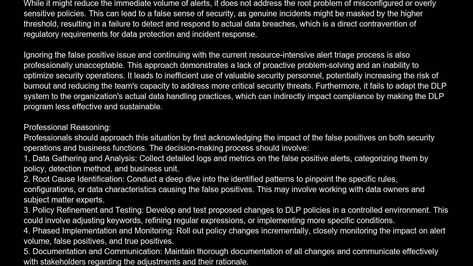3. Policy refinement and testing. Develop and test proposed changes to DLP policies in a controlled environment. This could involve adjusting keywords, refining regular expressions, or implementing more specific conditions. 4. Phased implementation and monitoring. Roll out policy changes incrementally, closely monitoring the impact on alert volume, false positives, and true positives. 5. Documentation and communication. Maintain thorough documentation of all changes and communicate effectively with stakeholders regarding the adjustments and their rationale. This systematic approach ensures that security controls are optimized, regulatory compliance is maintained, and operational efficiency is improved.